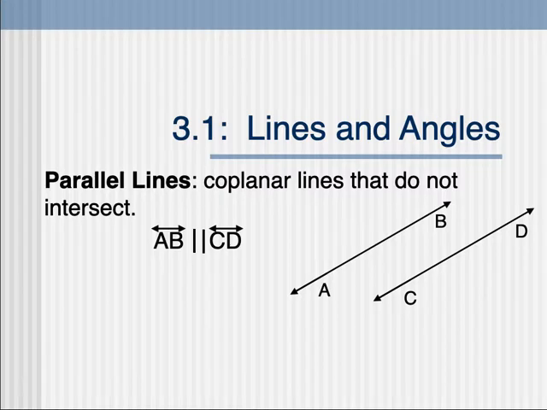Write this down. Parallel lines are coplanar lines that do not intersect. Coplanar means they are on the same plane. There are two lines on the same flat surface. These two lines are parallel because they're on the flat surface of the screen in front of you, and no matter how far you extend them, they're never going to intersect or run into each other.